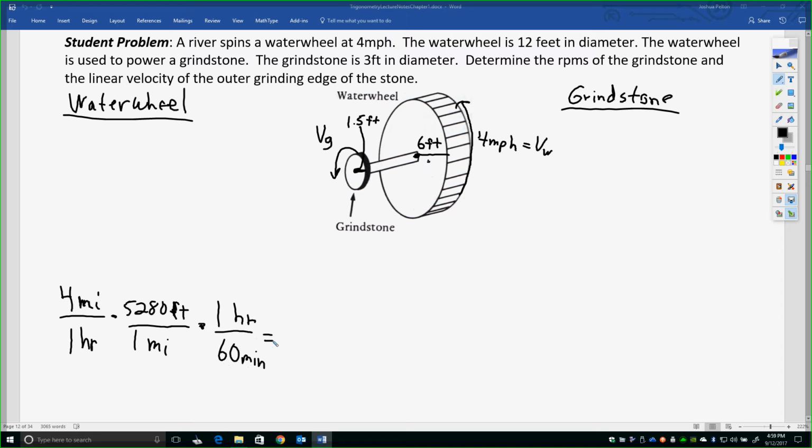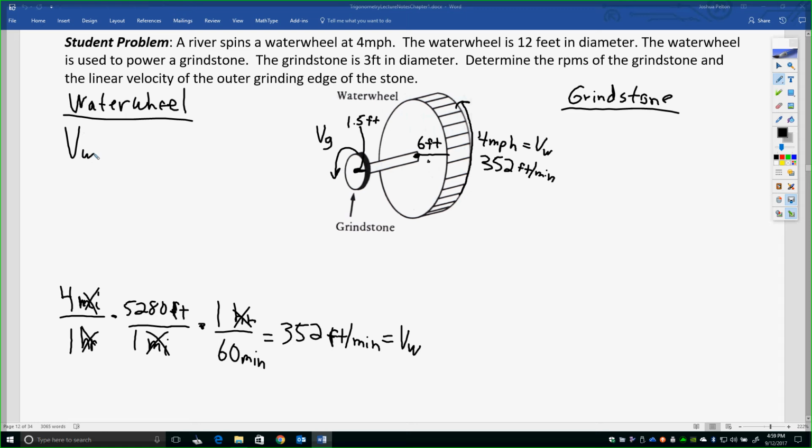Okay, so we multiply through and we cancel. That's going to cancel the hours. That's going to cancel the miles, leaving me with feet per minute. So that's going to be 352 feet per minute. And that is the speed of the water wheel, so V_W. There's another way to put 4 miles per hour, which is going to work better for us. So now we can put that in the formula.